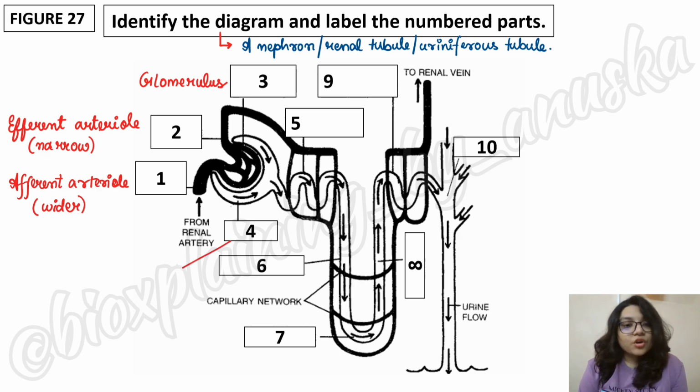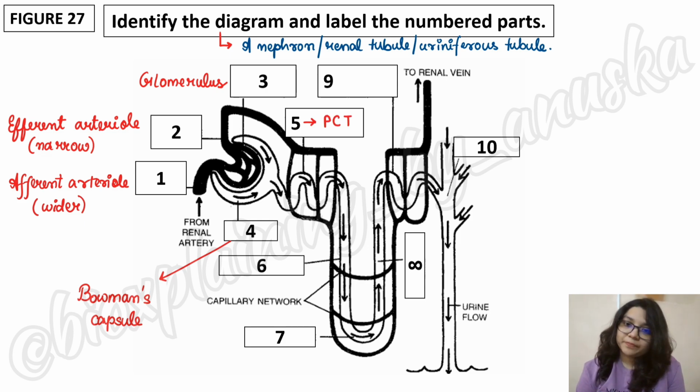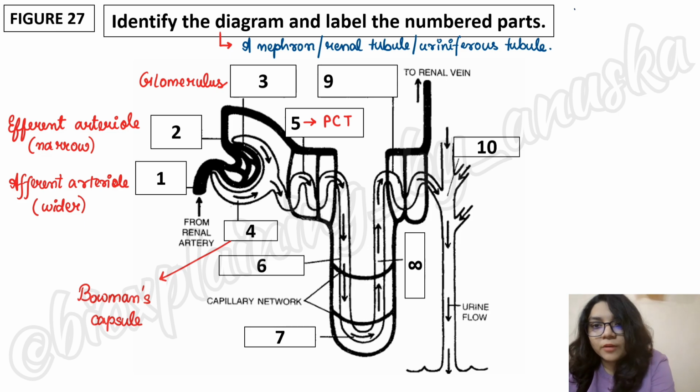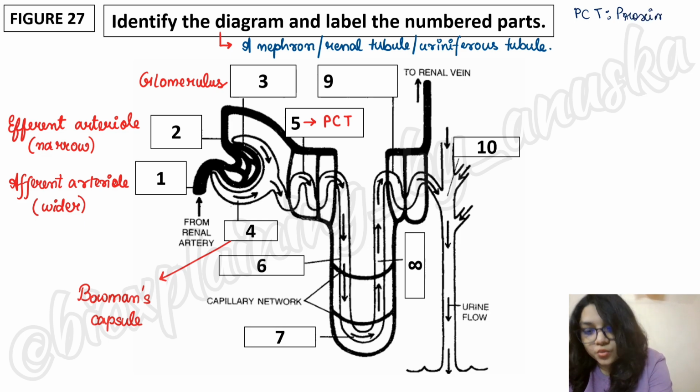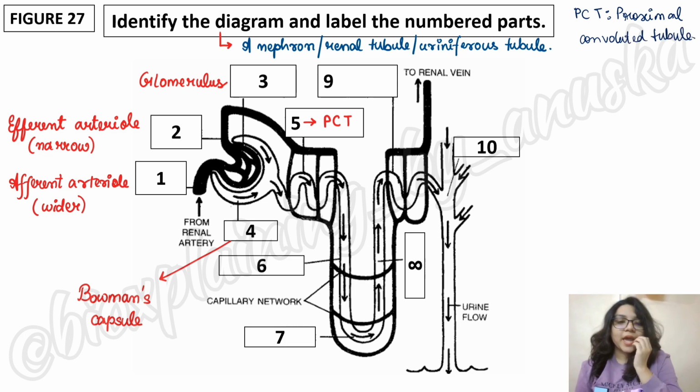Then part number 4 is your Bowman's capsule. A lot of people pronounce it as the Bowman's capsule also. Right. Then part number 5 is the first convolution, so we call it the proximal convoluted tubule, PCT. I hope all of you know the full form. Achha, theek hai, let me write also. The full form is proximal, that is close to, convoluted tubule. That's 5.